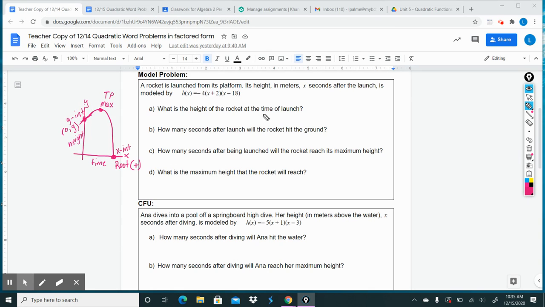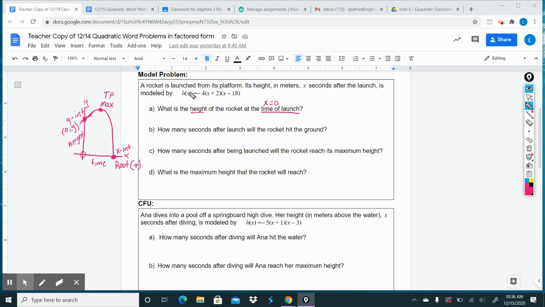So what is the height of the rocket at the time of the launch? The time of the launch is right here. It's our starting point, and our time at that point is 0. So x equals 0 at the time of the launch. We want to know what that height is, so we're looking for the y value of our y-intercept.